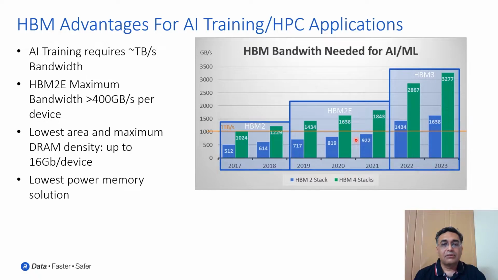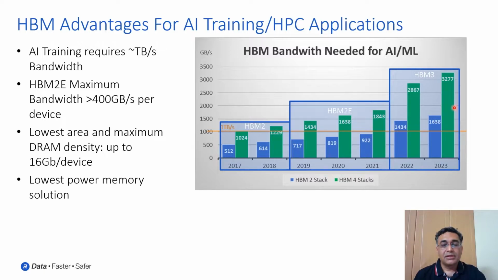HBM2E also required 4 devices to meet this mark, but towards the end of HBM2E, we are seeing even 2 devices can come very close to the terabyte per second mark. Going forward, with HBM3, 2 devices would definitely cross the terabyte per second mark. If we use 4 devices in a system, we could get greater than 3 terabyte per second system memory bandwidth.